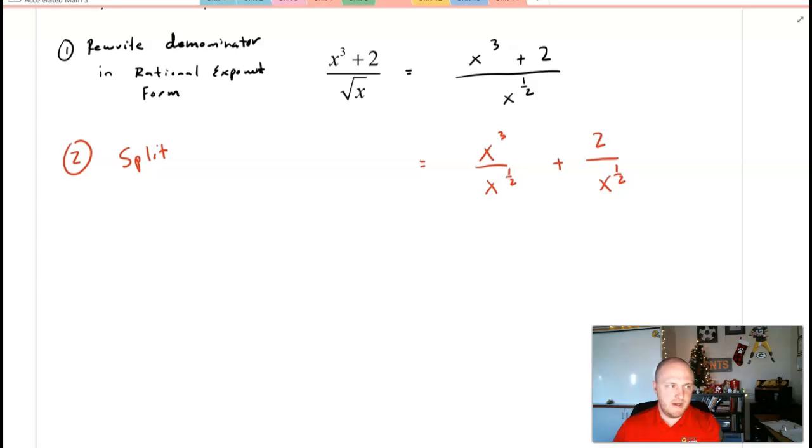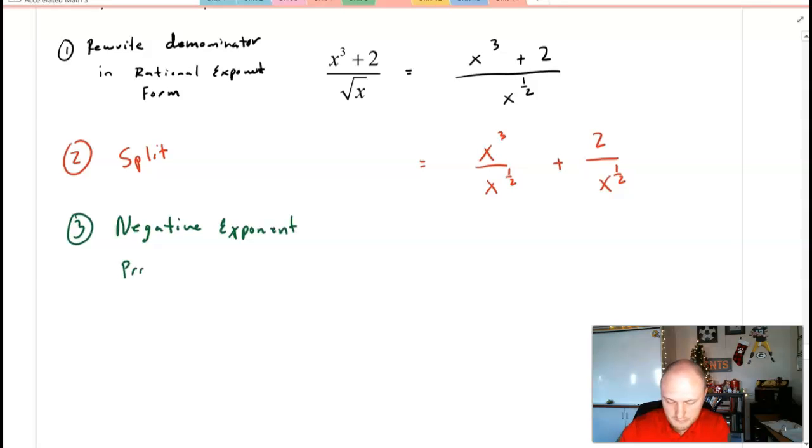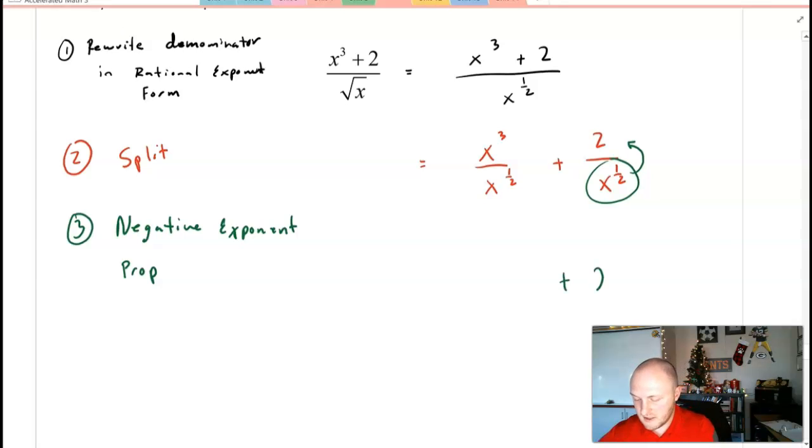So we're going to go ahead and next use the negative exponent property. Okay, and actually, you could do it two ways. Over here, I'm going to use the negative exponent property. I'm going to move it into the numerator. So this gives me 2x to the power of negative 1/2.